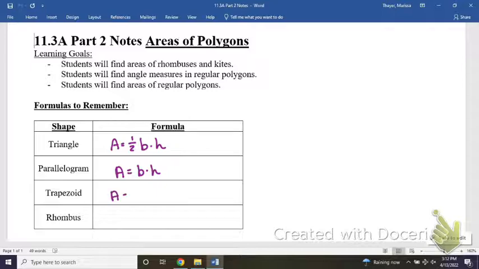Trapezoid is 1/2 height times base 1 plus base 2. You just add those bases together. And then for rhombus, we did 1/2 times diag 1 times diag 2. Good.